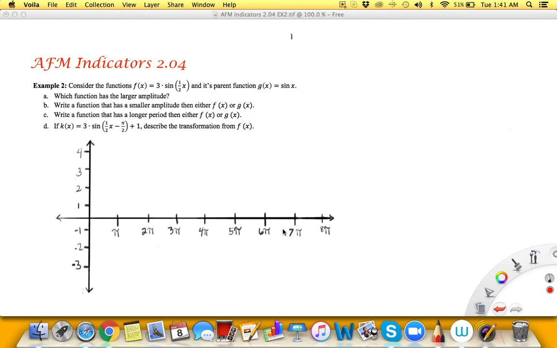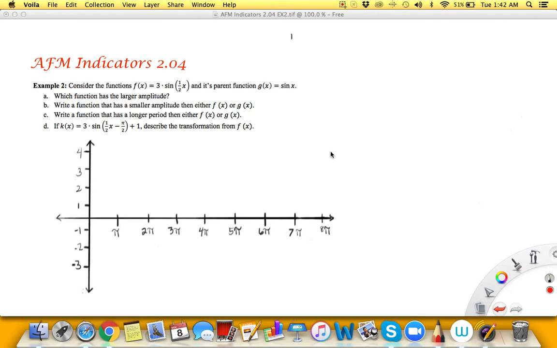We're still taking a look at the advanced functions and modeling indicators, standard 2.04. Still working with example 2, but we are on part D of example 2. It's rather lengthy, so I decided to do an extra video for this. So let's get right into it.